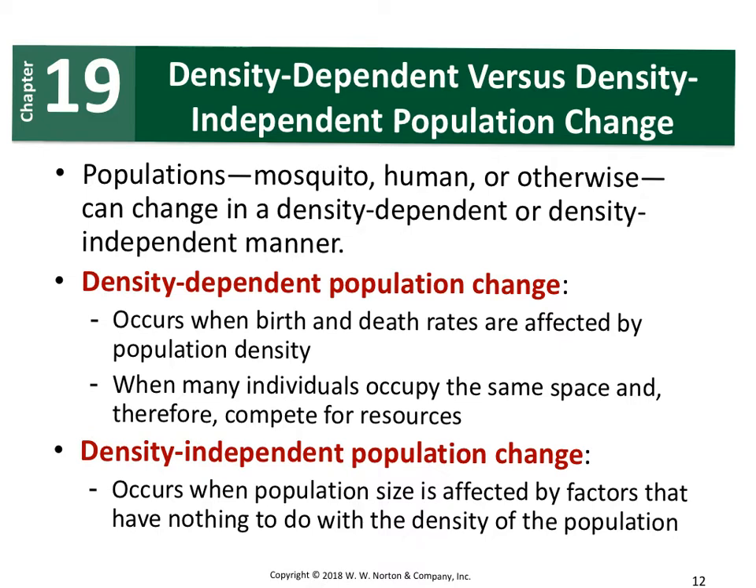There's also density-dependent effects on predation. Even though predation is an external source of population change, the bigger the size, the more predators grow in terms of the population of predators, and they keep the prey population below a certain size. Density-independent change occurs when population size is affected by factors that have nothing to do with the density of the population. So we'll take a look.